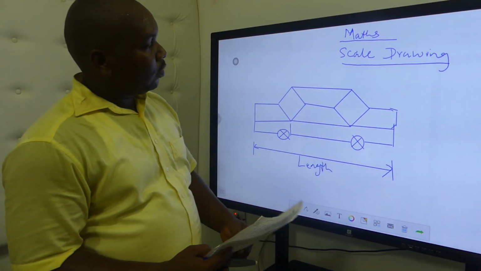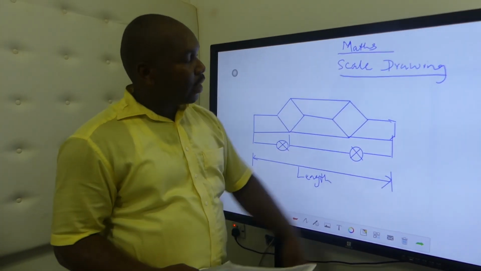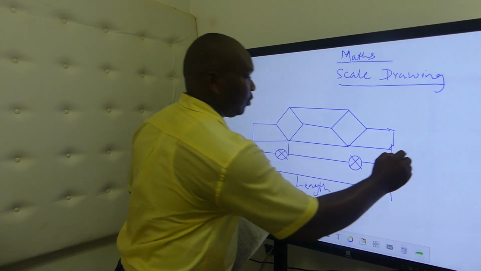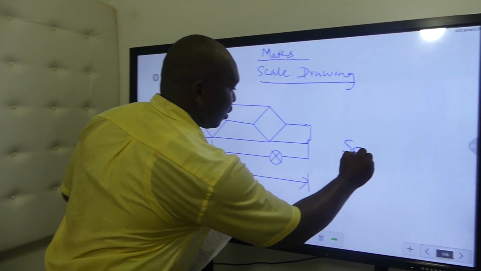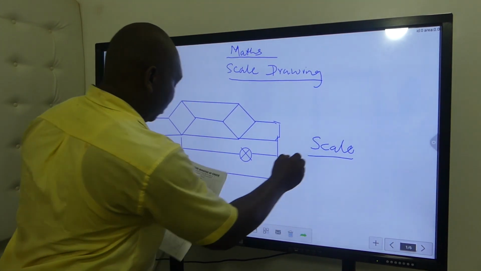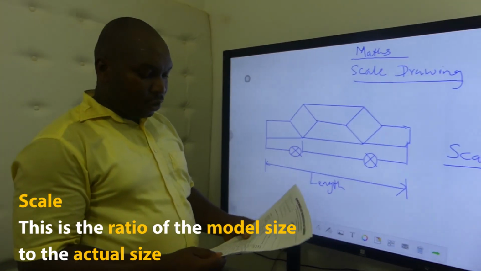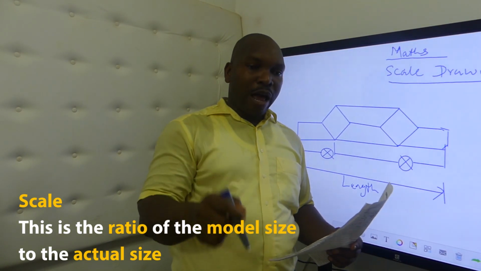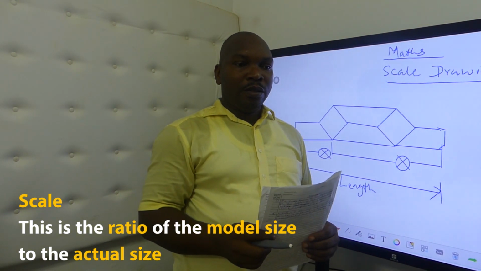Scale. We have just defined what scale drawing is. Then what is scale? Scale is the ratio of the model size to actual size.